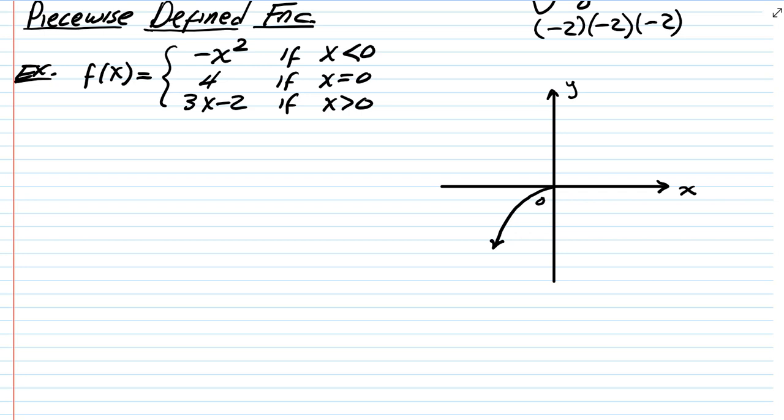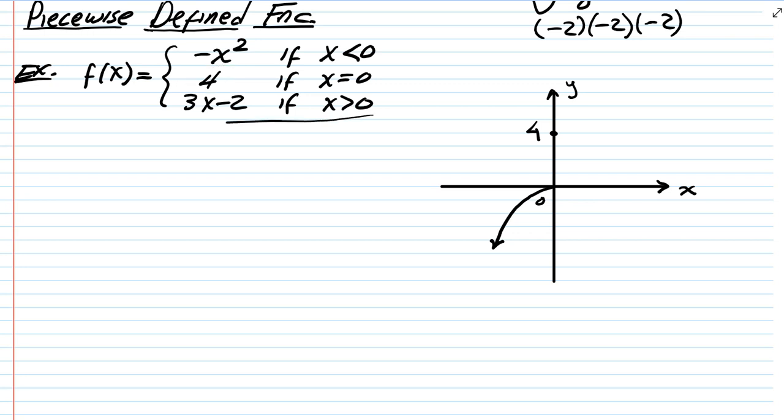Now, when x is exactly 0, the value of the function is 4. And let's say this is where it's at. That's at 4. Okay, notice I have a single point.